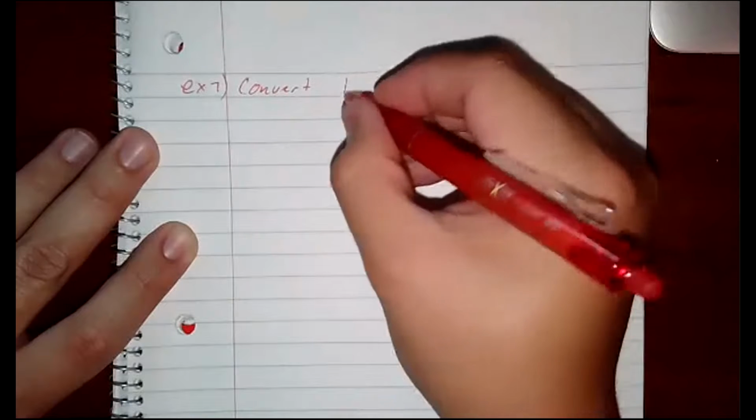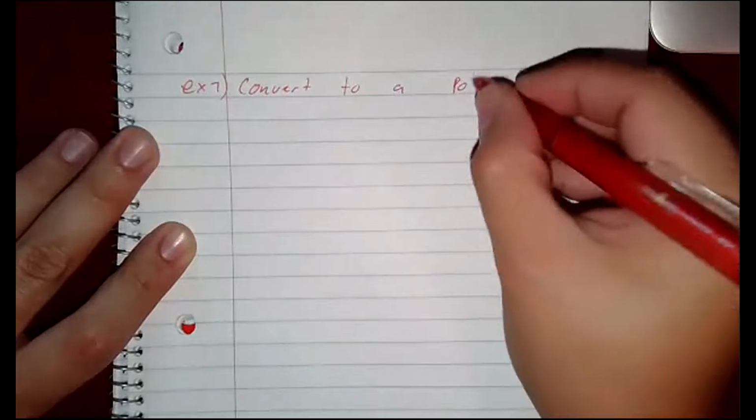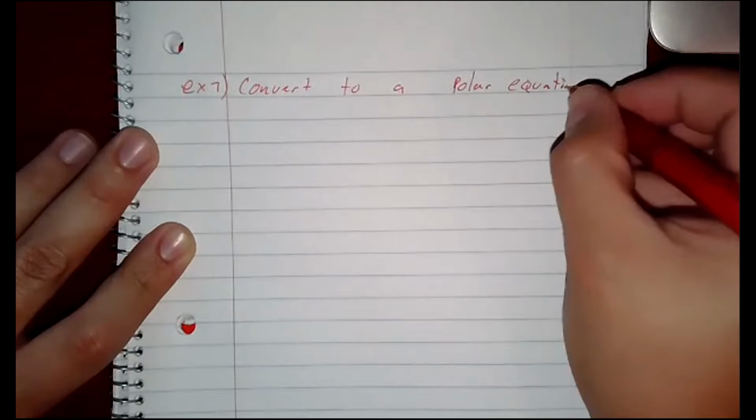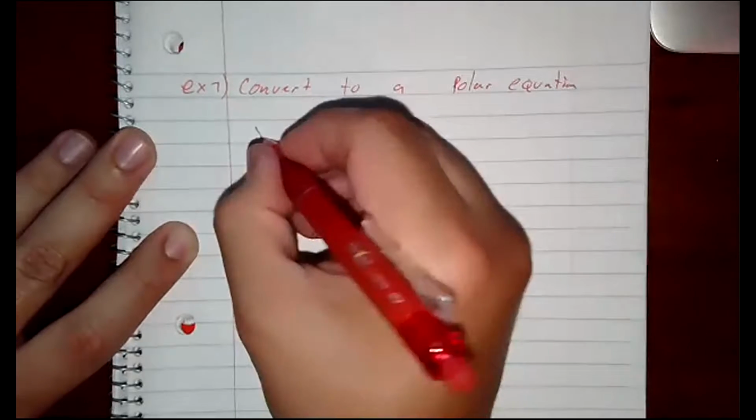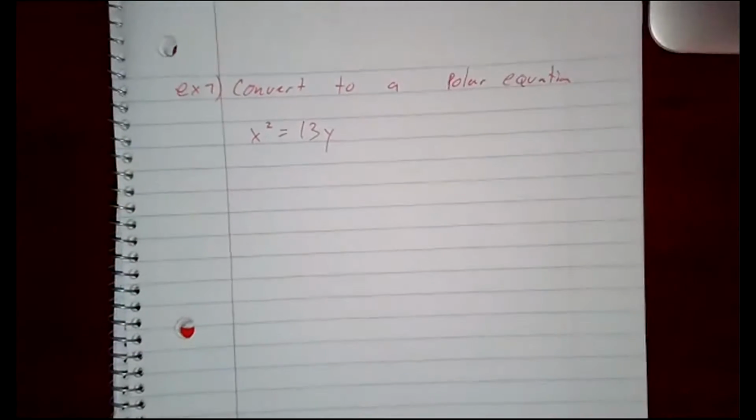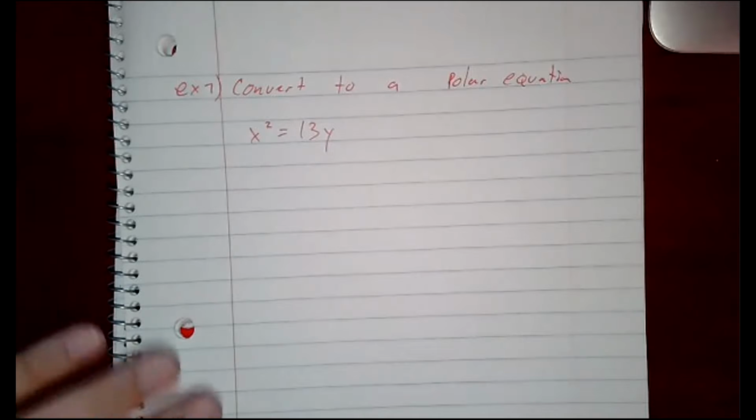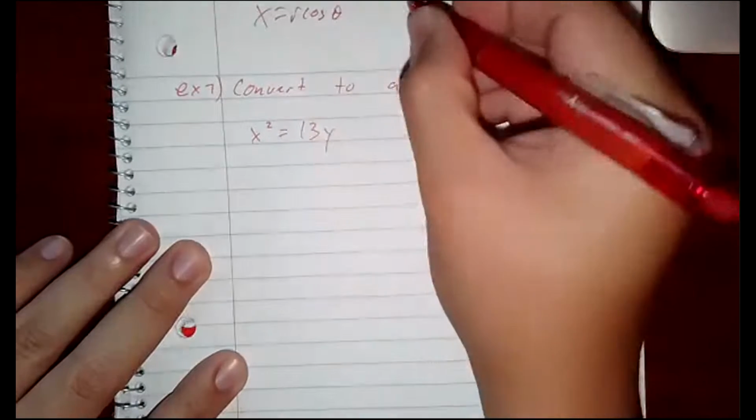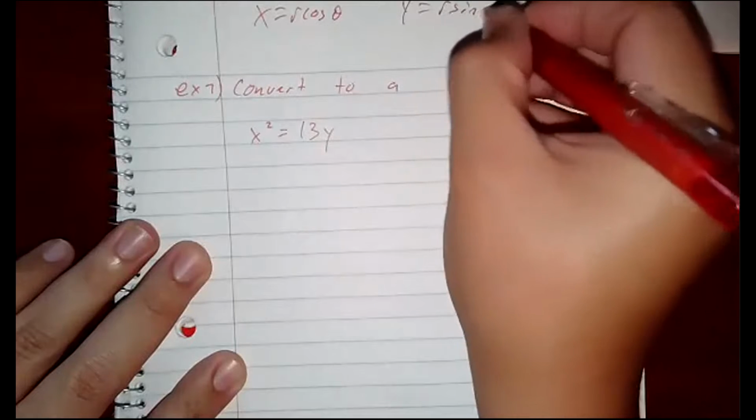Convert to a polar equation. So this time giving you x squared equal to 13y. We don't have a circle thing going on, so we're gonna have to use our formula and try to simplify the best we can.